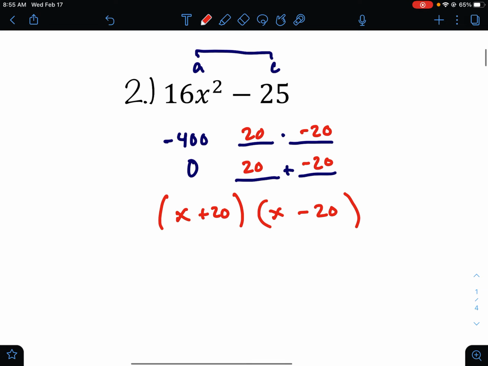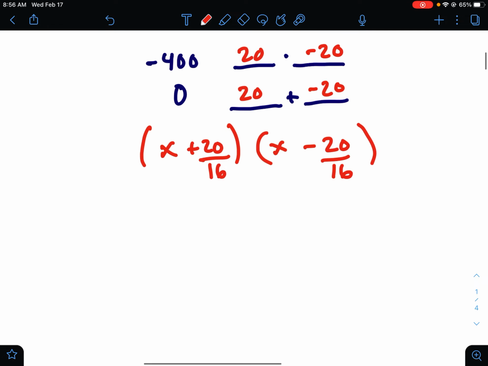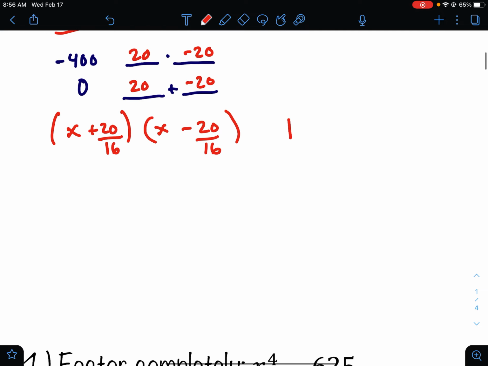And then we have to be careful here. Our A is not 1, it's 16. So we do have to divide both of these by 16. And then those fractions, I'm going to go ahead and reduce these fractions. You don't have to. 16 obviously doesn't go into 20. So if you want to write it, I'll just write this over the side. When these slide over here, it would be 16x plus 20 and then 16x minus 20. You can certainly do that.